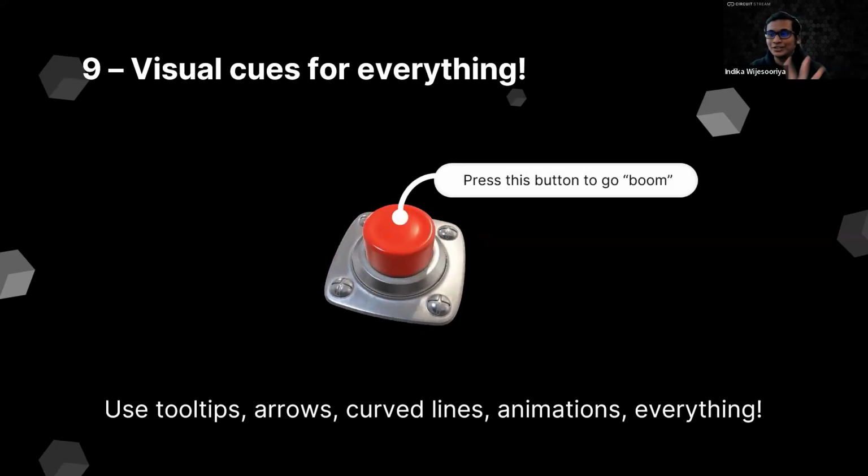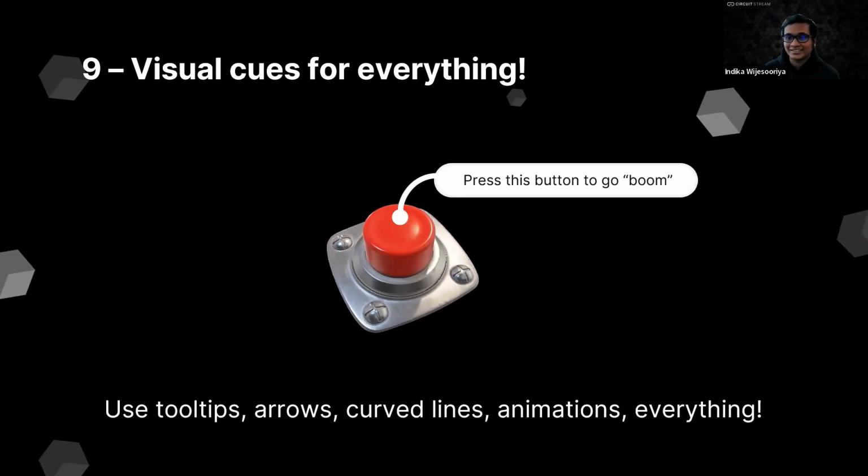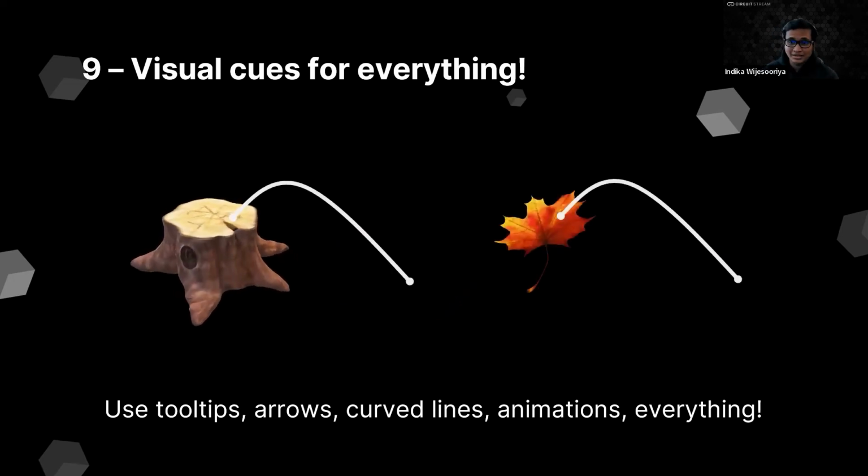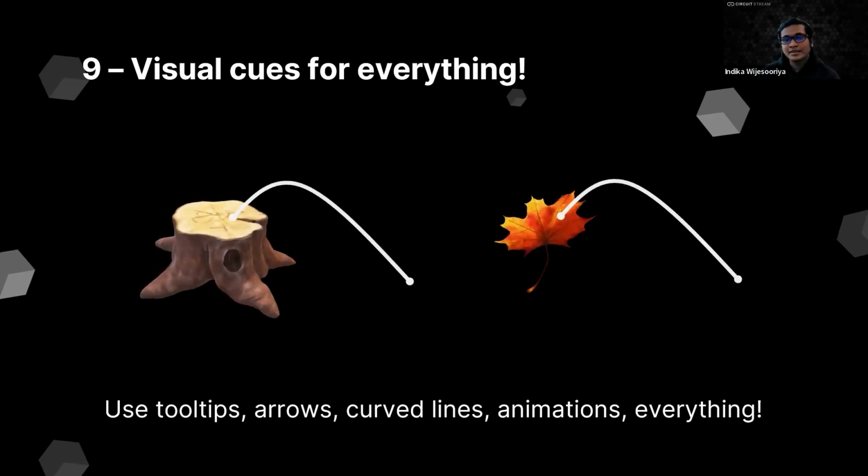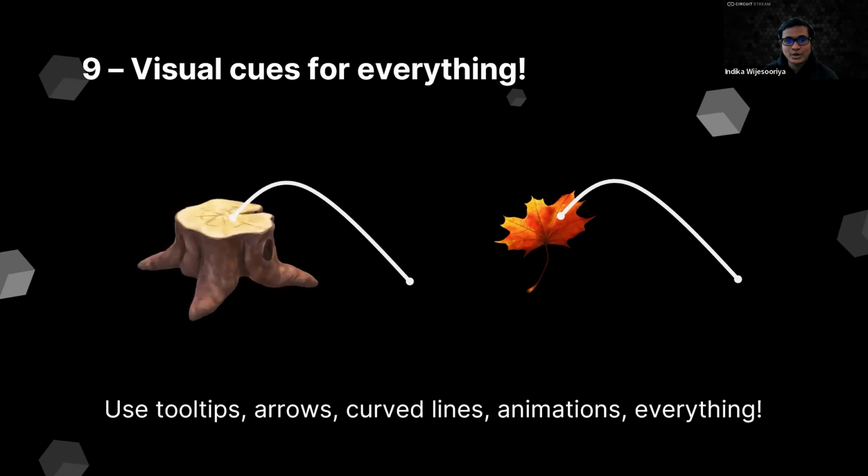Just don't put a visual cue on everything, right? If it is not interactable, there's no point in adding a visual cue. But make sure that you have small tooltips and things like that in your application, so that people would understand, oh, this is some place that I need to tap, right? Awesome.